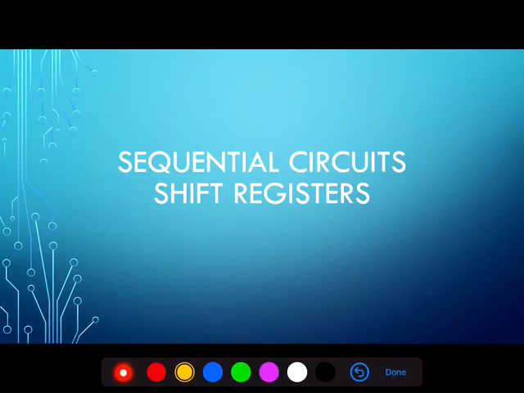Hello, and welcome to another session on sequential circuits. Today we'll look at sequential circuits called shift registers.